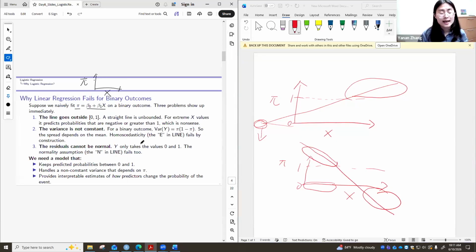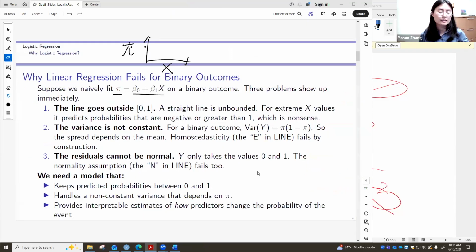Another 2 reasons are related to the assumptions that we talked about for the linear regression. If you remember, the assumptions for linear regression are LINE. L is for linearity, I is independence, N is normality, and E is equal variance. So the last 2 assumptions will be violated if we fit a linear regression.